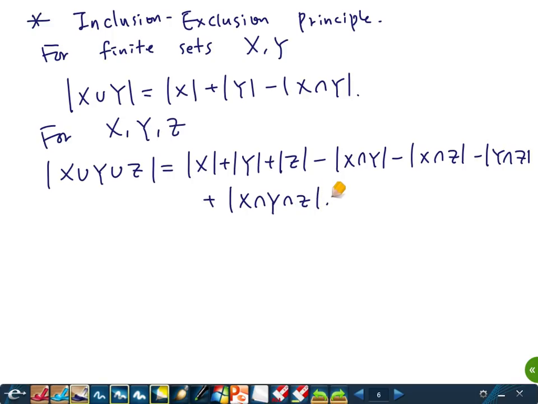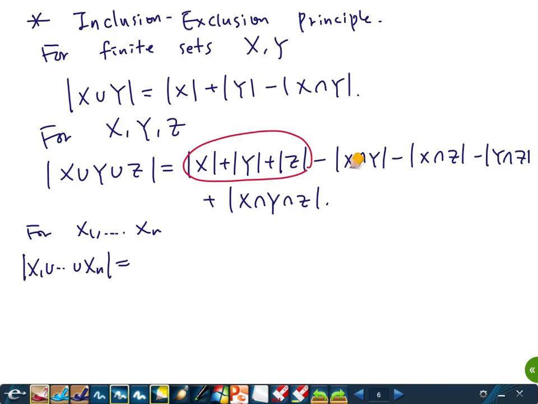And similarly, it has a general formula. When there are n sets, we can do a similar thing. The idea is similar. You take the sum of the cardinalities of one set, and you subtract the cardinalities of the intersections of two sets, and then add the intersections of three sets, etc.